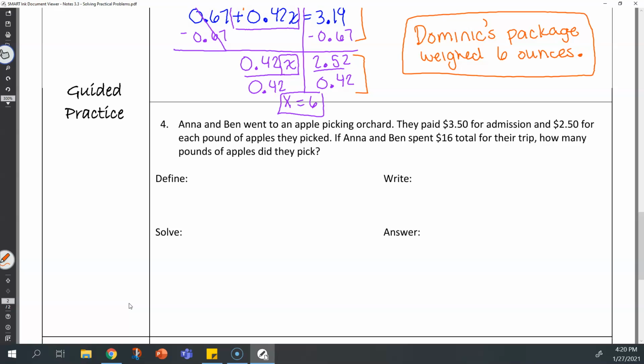Okay, so when I define my variables, I need to look at the question. The question says, how many pounds of apples did they pick? I'm going to use P to represent the answer to that question. So how many pounds? P is going to equal the number of pounds of apples.